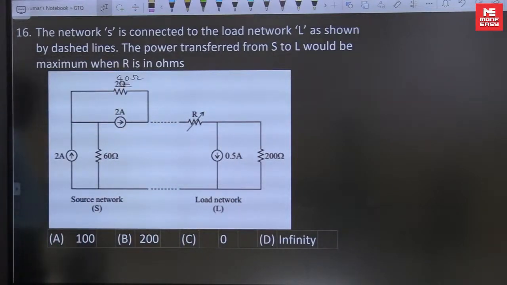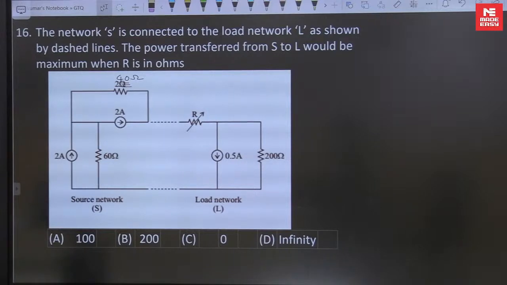Ram Tripathi, C. C is answered directly. A is the answer.